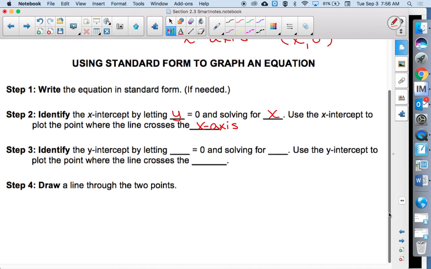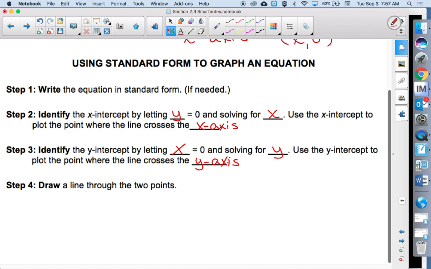The second step, identify the y-intercept by letting the x become 0, because now it's on the y-axis, that vertical axis, and the x value is 0. And of course solving for y. So essentially you're doing the opposite to find that other variable. Use the y-intercept to plot the point where the graph crosses the y-axis. And then finally draw a line through the 2 points.